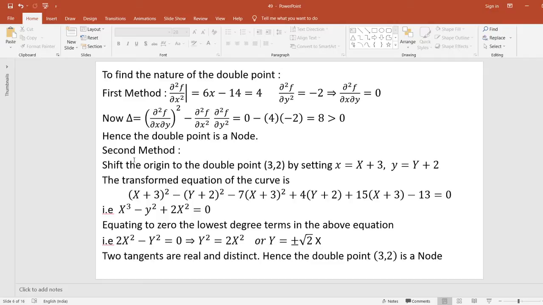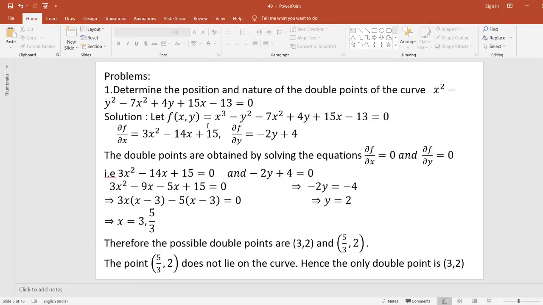The other method is to shift the origin to the double point 3 comma 2. This is the double point, right? By setting x is equal to x plus 3 and y is equal to y plus 2, we get the transformed equation of the curve. We have to put these x and y values into the given equation. The given equation becomes like this.